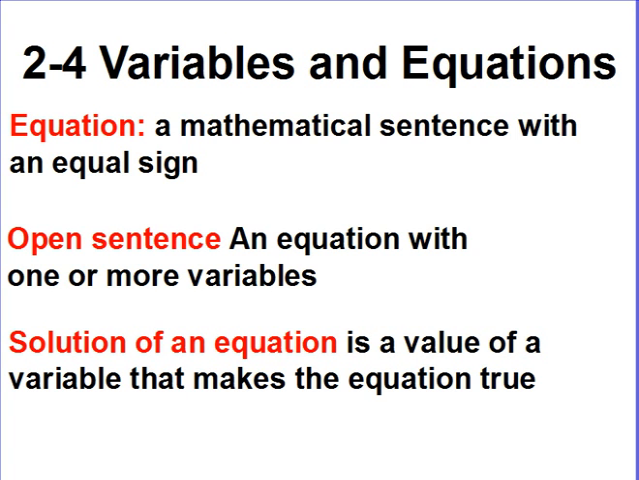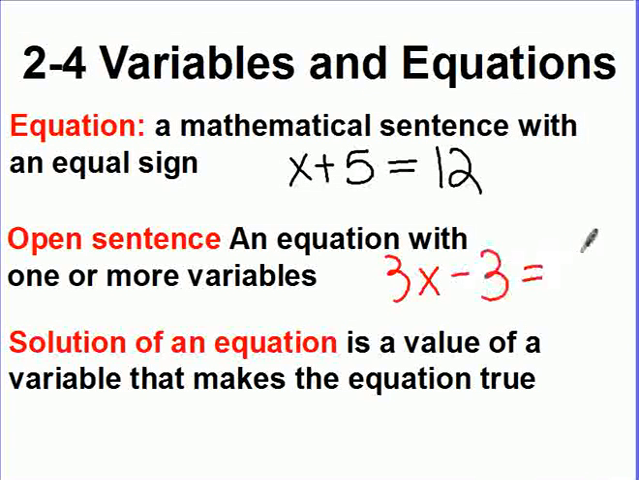2-4, variables and expressions. An equation is a mathematical sentence with an equal sign. An example of an equation might be x plus 5 equals 12. An open sentence is an equation with one or more variables. An example of an open sentence might be 3x minus 3 equals 5 plus x.